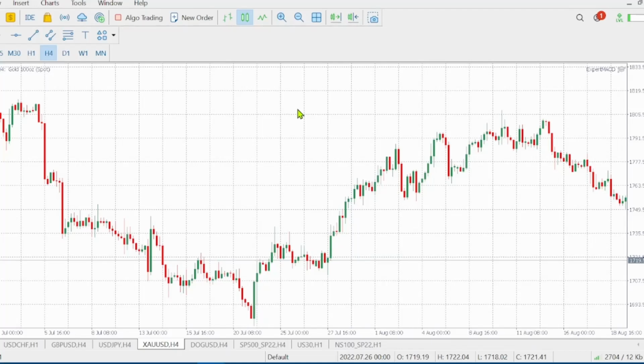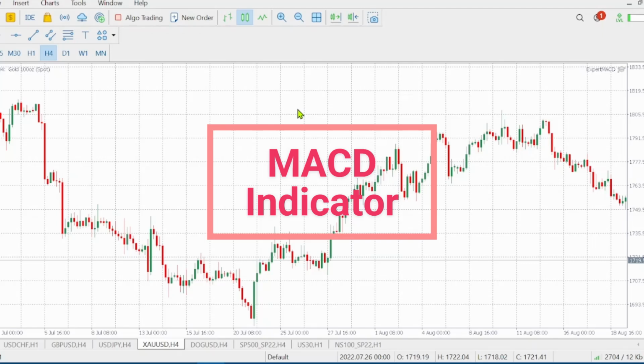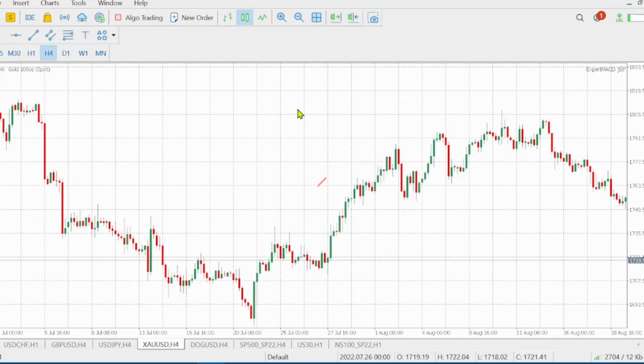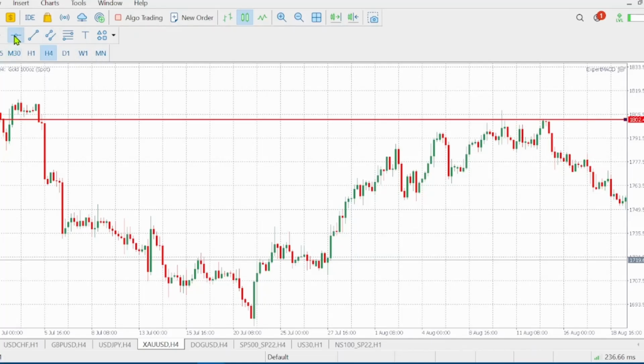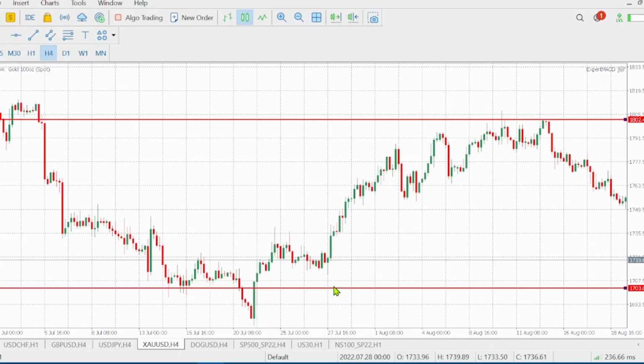Today we shall be looking at gold USD on the 4 hours time frame. And we shall be using the MACD indicator in conjunction with price action to determine where the trend is headed. First and foremost, let's do the support and resistance levels. I have a resistance here. We have a support down here.